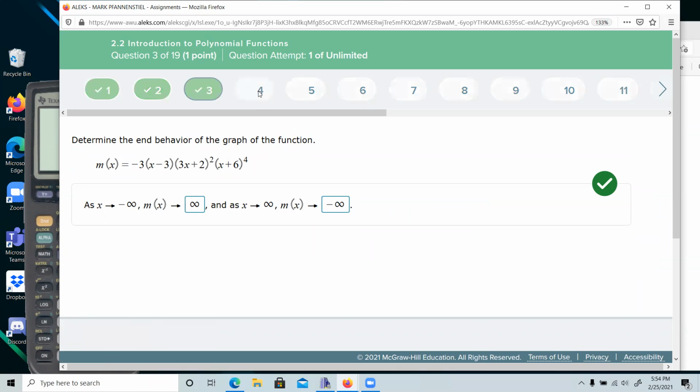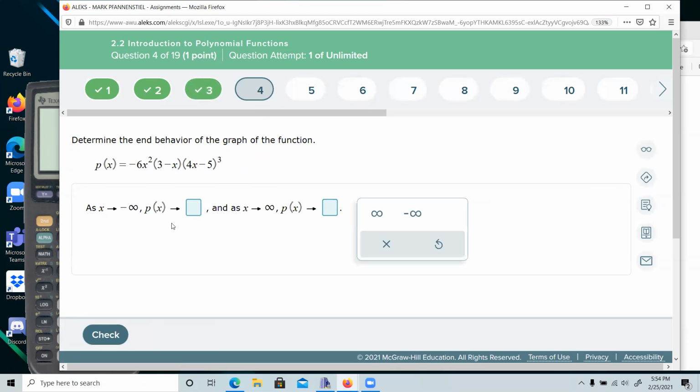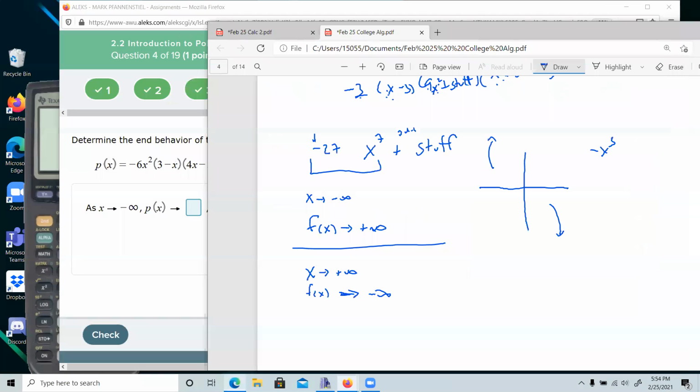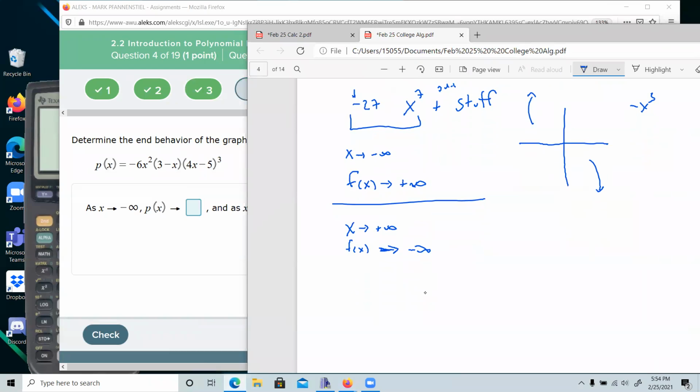But they really do not want you to multiply all of that out. You've got better things to do. This one is sneaky. All right, so again, let's just write this down. We have 6x squared, 3 minus x, 4x minus 5 cubed.